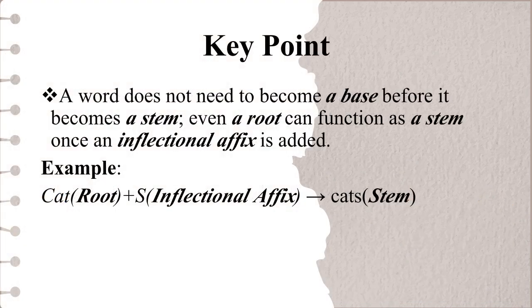Moreover, a word doesn't need to go through derivation or become a base before it can function as a stem. Even a simple root can act as a stem the moment an inflectional affix attaches to it. For example, the word cat, which is a root, becomes cats when an inflectional affix is added, and it is a stem. The root cat immediately becomes a stem once the plural s is added. This shows that stems are defined by their role in inflection, not by whether the word has undergone any derivational changes beforehand.